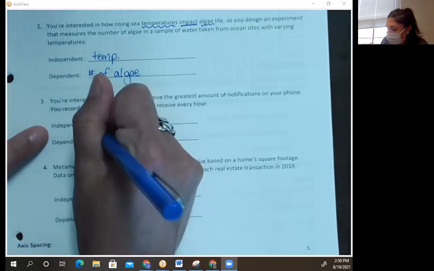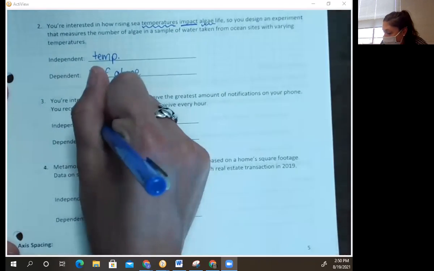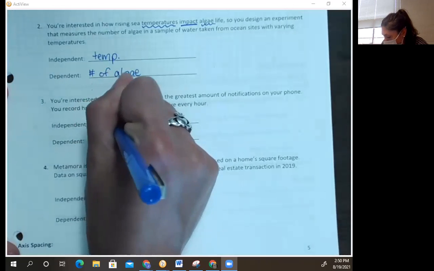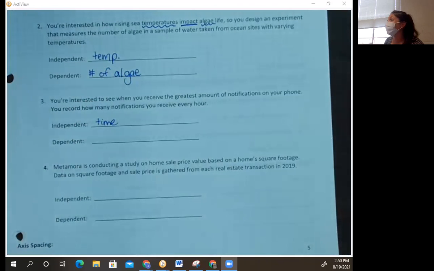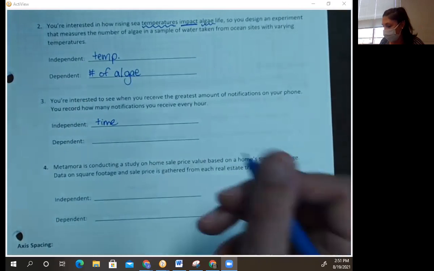Okay, so our independent variable would be time. Right? That's the thing I'm interested in, is the when. That's the question. So then our dependent variable would be, yeah, the notifications, how many I get.